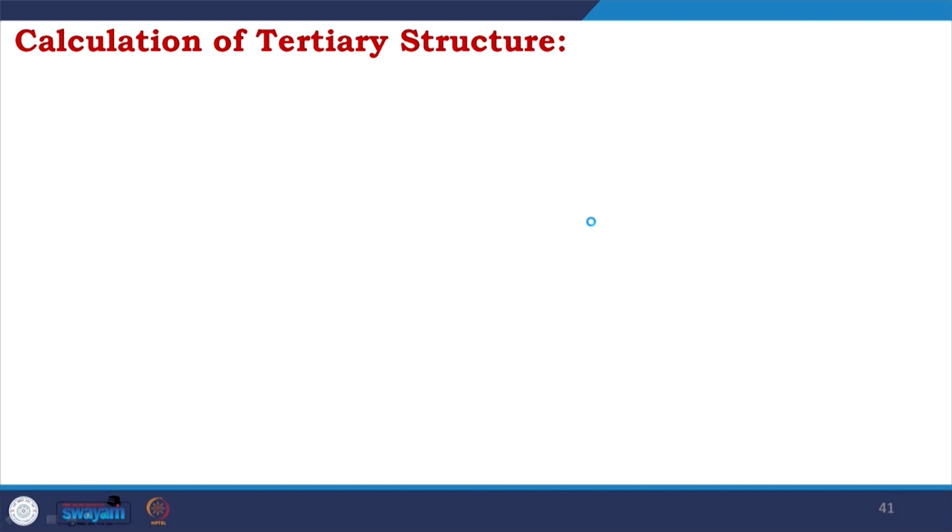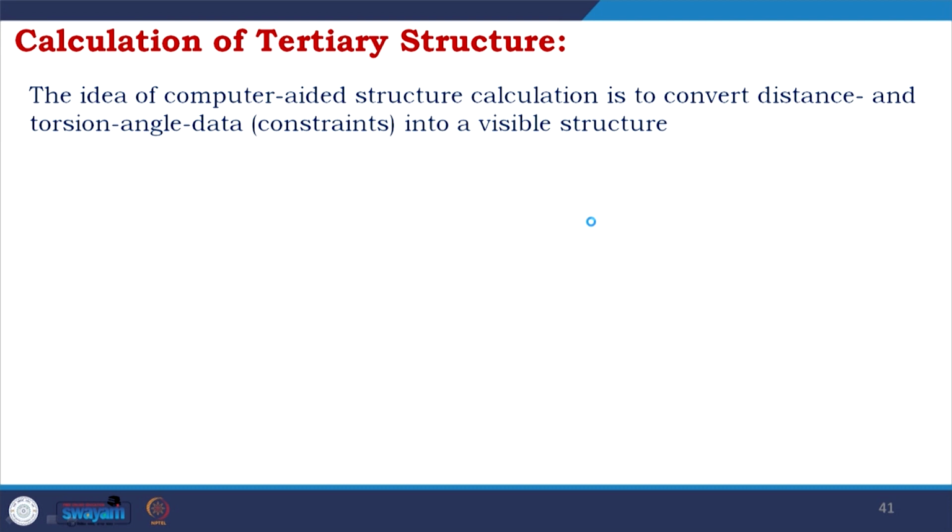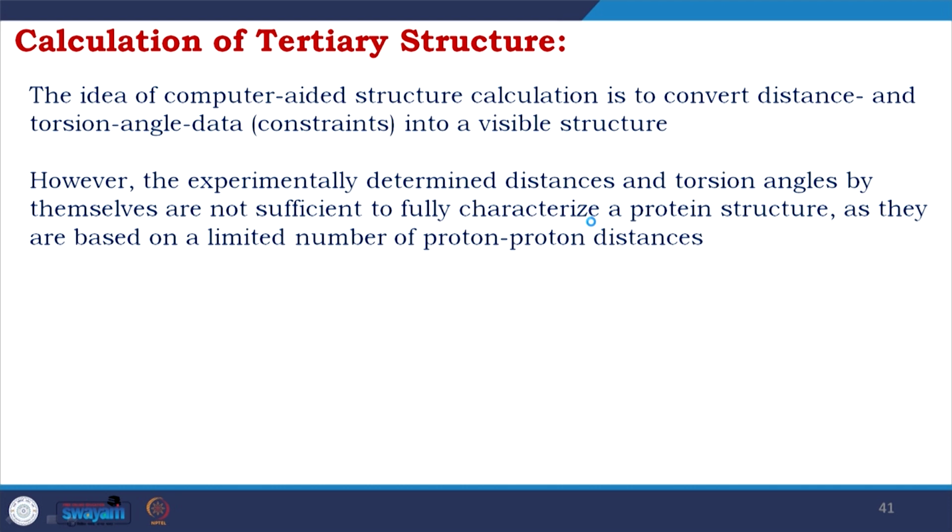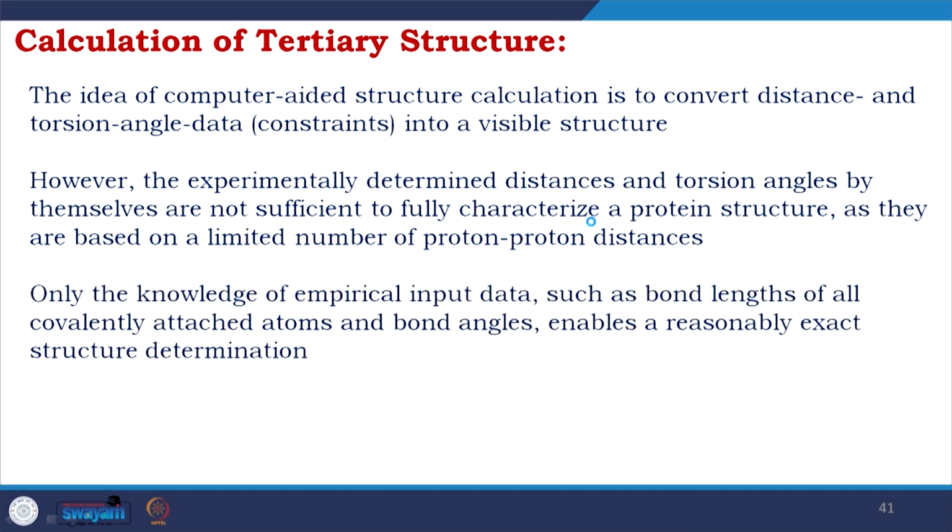Going to calculation of tertiary structure, the idea of computer aided structure calculation is to convert distance and torsion angle data, the constraints, into a visible structure. However, the experimentally determined distances and torsion angles by themselves are not sufficient to fully characterize a protein structure, as they are based on a limited number of proton-proton distances. Only the knowledge of empirical input data such as bond lengths of all covalently attached atoms and bond angles enables a reasonably exact structure determination.